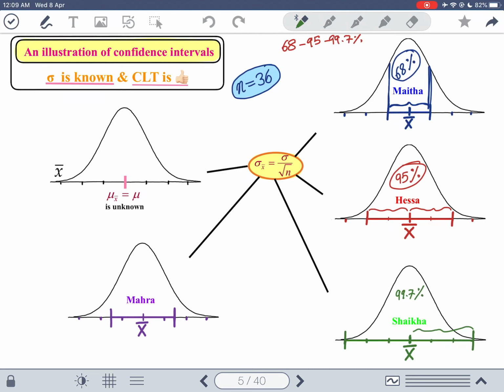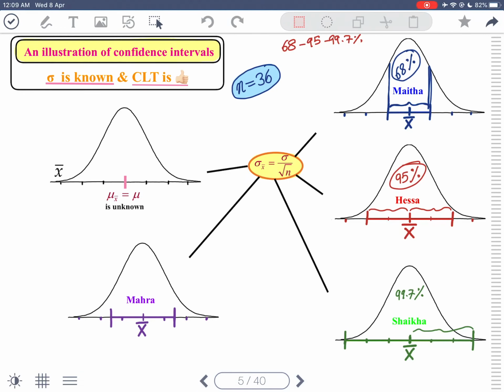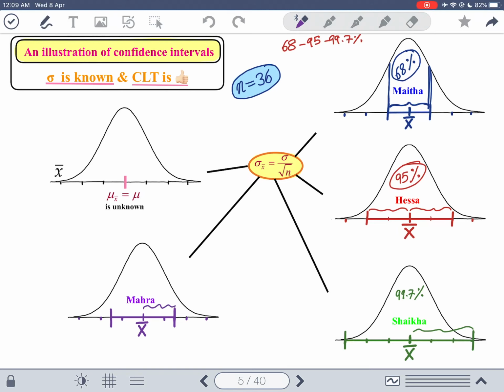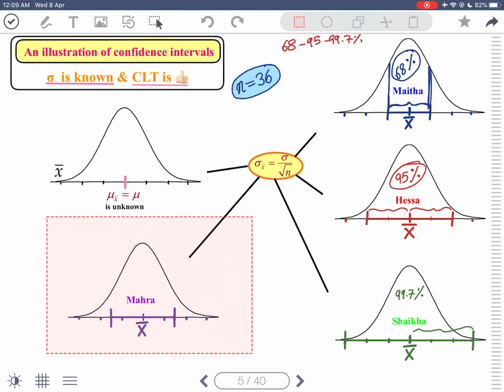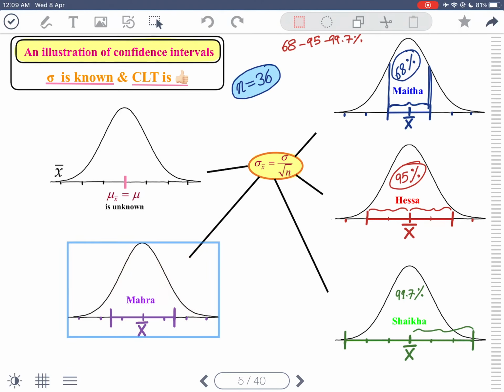And the last one is Mahra. Let's see what Mahra is doing. Now, Mahra chose to take 1.5. So here, from here to there, is 1.5 sigma x bar. So let's see what happens with her. Can you guess how much confident she would be?